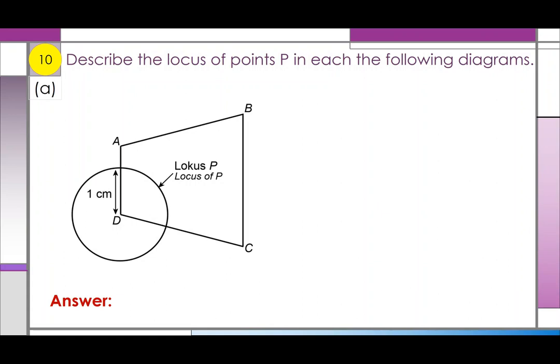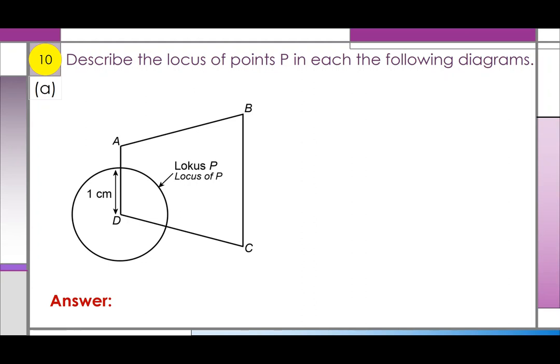Today we learn question 10 in our workbook. Okay, we look at question 10, the script. Before this, I gave you the locus and you drew it. Now I give you the drawing for you. You describe the locus. Okay, so this is locus P.